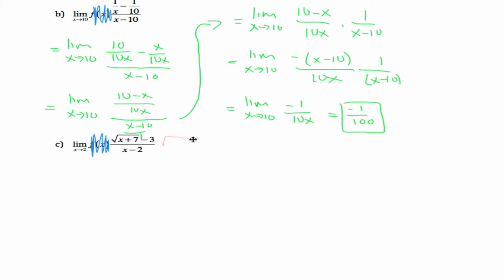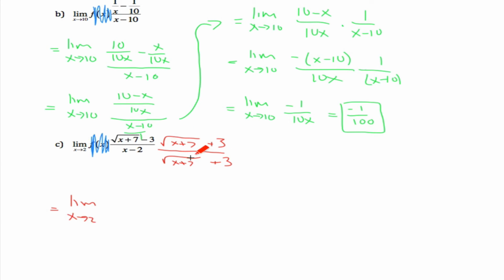I've got to multiply the numerator and the denominator by the square root of x plus 7 plus 3. And I've got to make sure I do that on the top and the bottom so I don't change the value of this limit. And a nice thing happens when you multiply by the conjugate. All sorts of stuff cancels out.